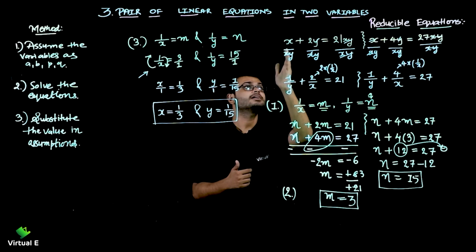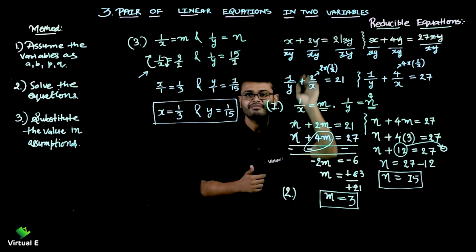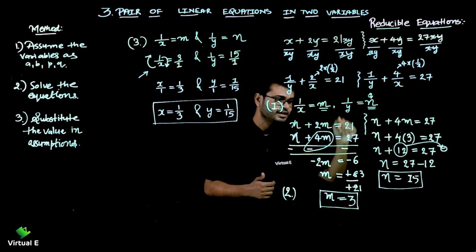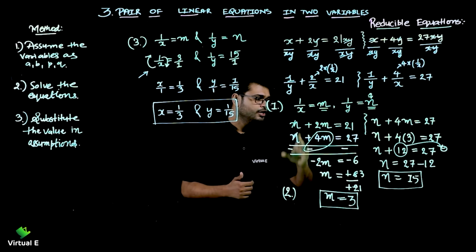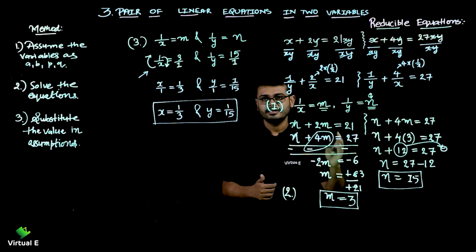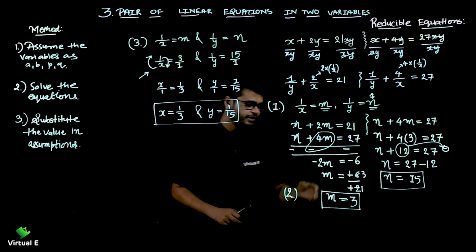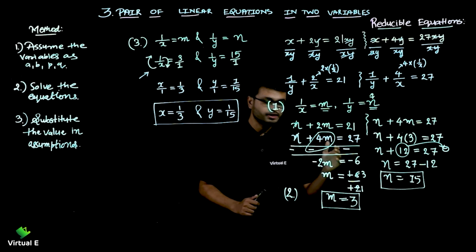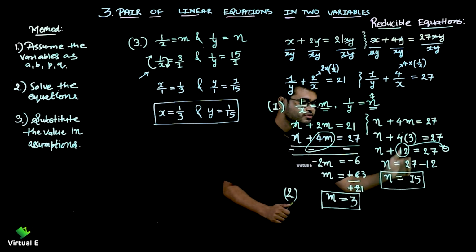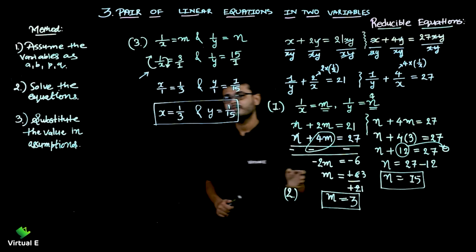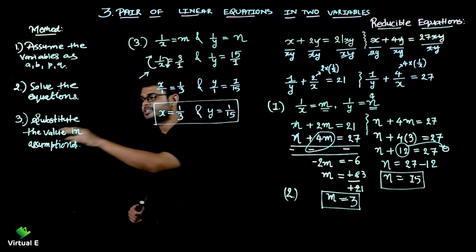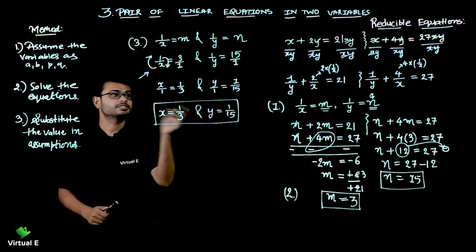That's why here it is not possible to assume the value. So m and n, after substituting, you can choose any of the 4 methods to solve the equations. The second step is solving the equations: m is equal to 3 and n is equal to 15. Afterwards, third step, I am going to substitute the values in assumptions.